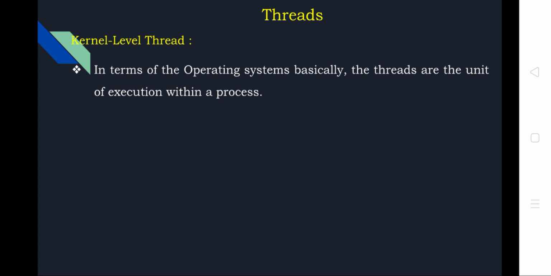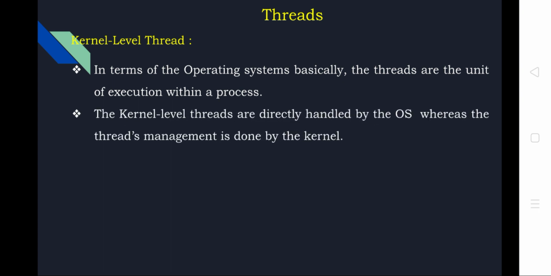In terms of operating systems, basically the threads are the unit of execution within a process. So it is a unit of the processes. The kernel level threads are directly handled by the operating system, the OS, whereas the thread management is done by the kernel. The OS is the main thing, and the kernel is the center, the nucleus of the OS. So here they are dividing the work: the threads are handled by the OS itself directly, whereas the management of the threads, that is how to store, where to store, how to get back, how to access the registers, those things are done by the thread management system of the software.